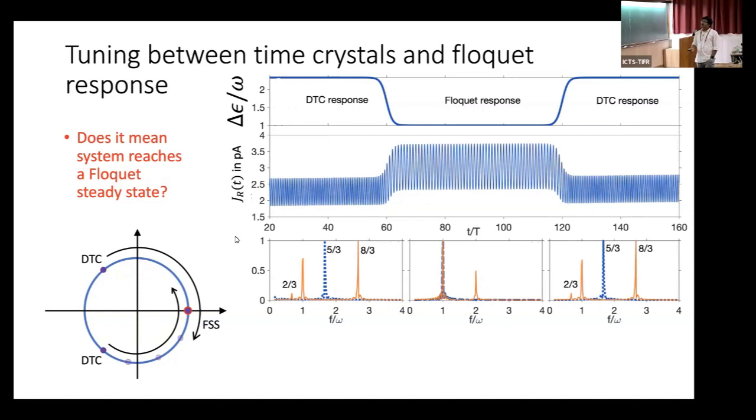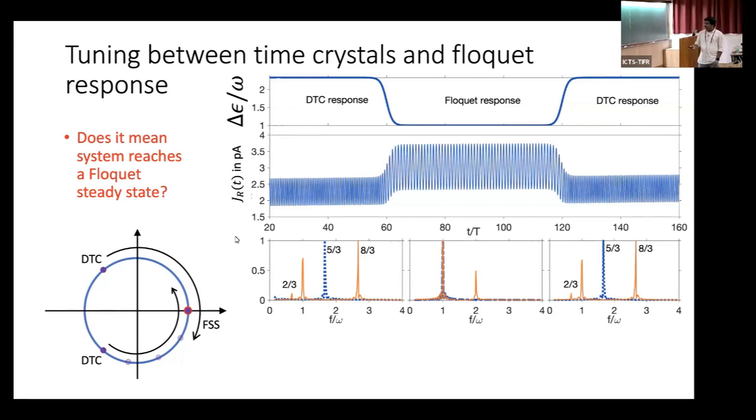Once I change the parameter again, it starts moving. So it's just degenerate, but the DTC state is really orthogonal to the Floquet steady state. I was expecting that once it goes there, it will remain there, but it's not, actually because of the orthogonality between them.